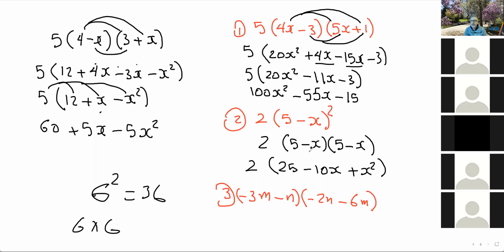You could do that. But you know, the foiling is going to be 25 minus 5x minus 5x plus x squared when you start foiling it, and you're going to get this. Now the 2 has to be distributed in. So 2 times 25 is 50 minus 20x plus 2x squared. Anyone has a question about this before I move on to the next one?